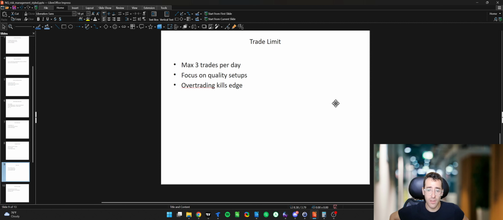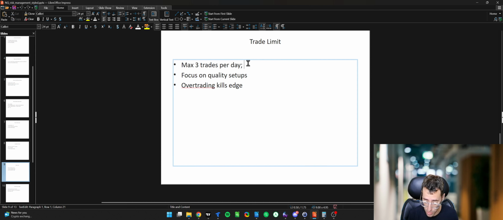You're going to be taking trades and setups that are A plus because you know that you only are able to take 3 trades today. And another rule that I have in particular is to trade 2 max at the same level.